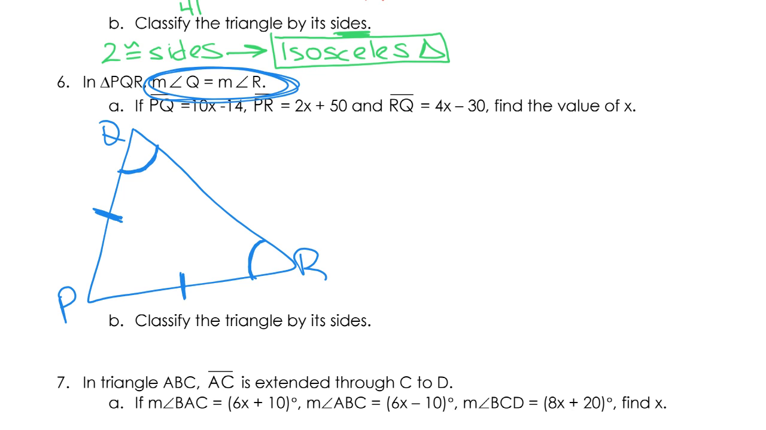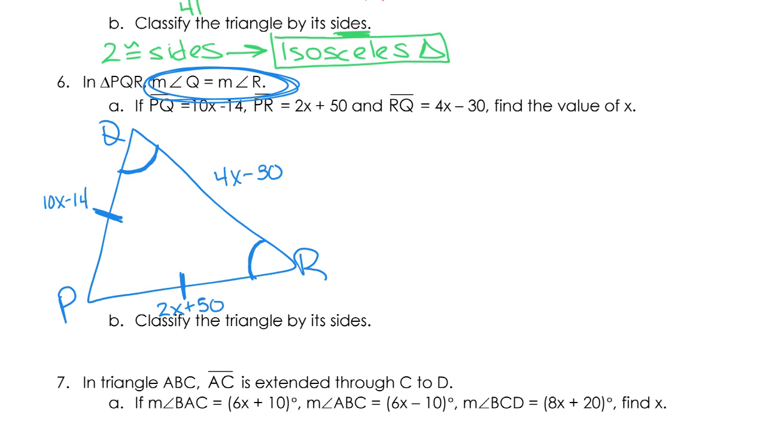Now we can go ahead and label. It says PQ, which is a side. Remember, sides go outside, so you get 10x minus 14. RP, also a side, is 2x plus 50. And RQ is 4x minus 30.